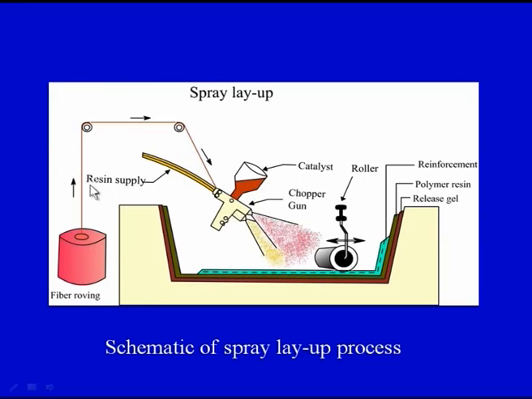So, we have the resin and the catalyst coming from this tube, and we have the fiber coming from the roving. The catalyst can come from this hopper also, or we can have another tube in order to bring the catalyst into the chopper gun. So we have a chopper gun, a catalyst is coming, a resin is coming, the fiber is coming, all these three ingredients are getting mixed in the chopper gun, and then finally we are spraying the chopped fiber onto the surface of the mold.